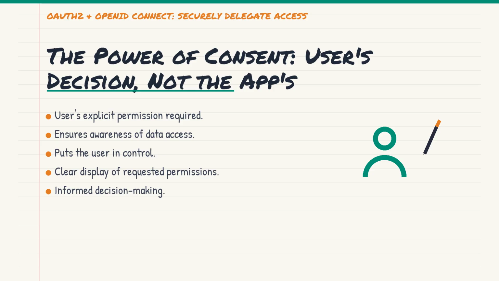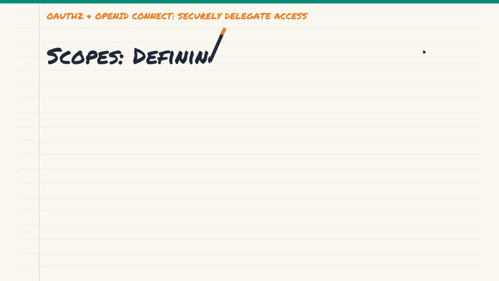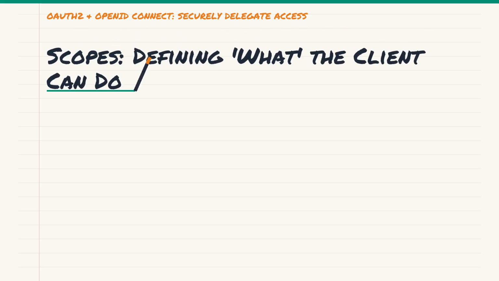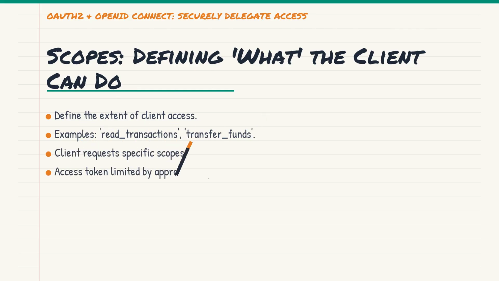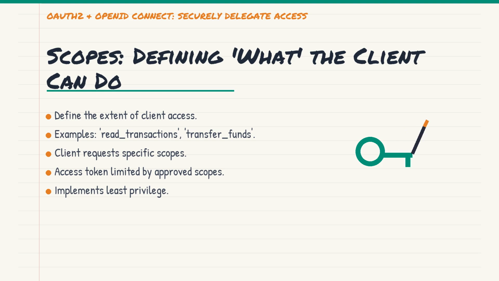Good OAuth2 implementations make this consent screen clear, showing exactly what permissions the client is requesting, so you can make an informed decision. Consent is about if you approve. Scopes, on the other hand, define what the client is actually allowed to do. Imagine your bank app. It might have scopes like read_transactions, transfer_funds, or view_balances.